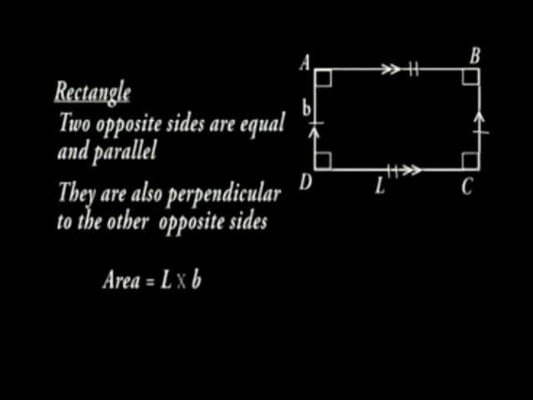Rectangle. Two opposite sides are equal and parallel. They are also perpendicular to the other opposite sides. The area of a rectangle is calculated as length times width.